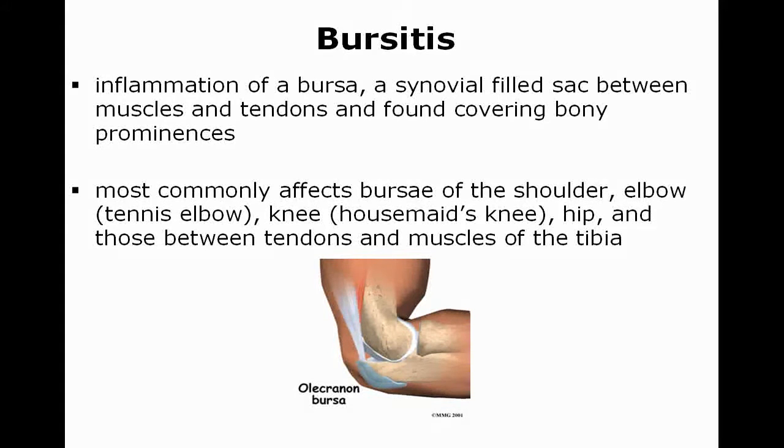The most common joints affected by bursitis would be the shoulder, the elbow, the knee, the hip. The bursitis of the elbow is actually called tennis elbow, and the person may never have played tennis in their life, but it will be referred to as tennis elbow when they have bursitis of the elbow. There's also bursitis of the knee that's called housemaid's knee, as if someone were on their knees scrubbing the floor, but again, you may not have ever scrubbed the floor, but have the severe inflammation of the bursa, very painful, and it's housemaid's knee.